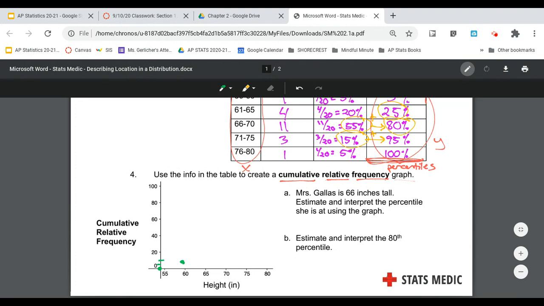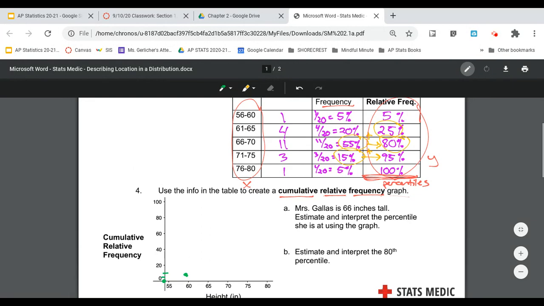Okay, so that 60 is 5%. If we're 61 to 65, by the end of that bar, we're at 25%. So that's about right here. 66 to 70, by the end of the 66 to 70 bar, we're at 80%. So by the time you get to 70, you're all the way up here at 80%. And then 71 to 75, by the time you get to 75, you've added up to 95% of your data. And by the time you get all the way to 80 at the end, you've got 100% of your data.